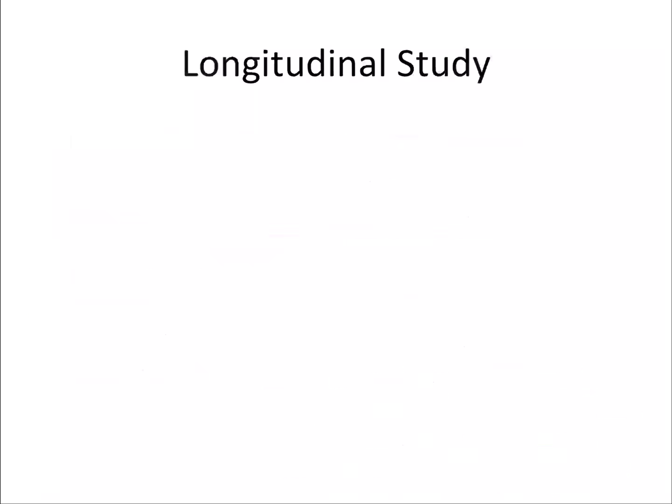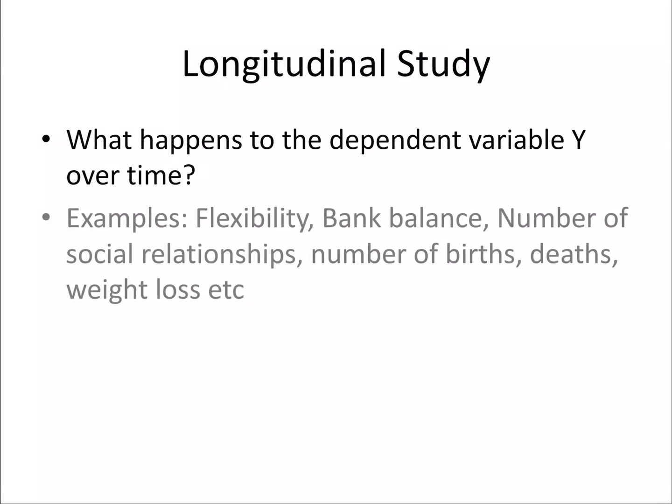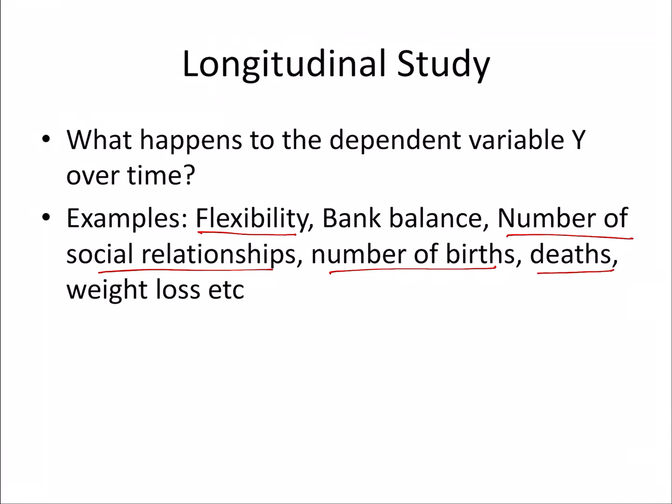So a longitudinal study, as you said, is change in one with respect to another over a period of time. So time is the independent variable. We took the example of median income. It doesn't have to be median income. It could be bodily flexibility. It could be number of social relationships over time, number of births over time, number of deaths. It could be weight loss, so on. There could be many factors that change over a period of time.